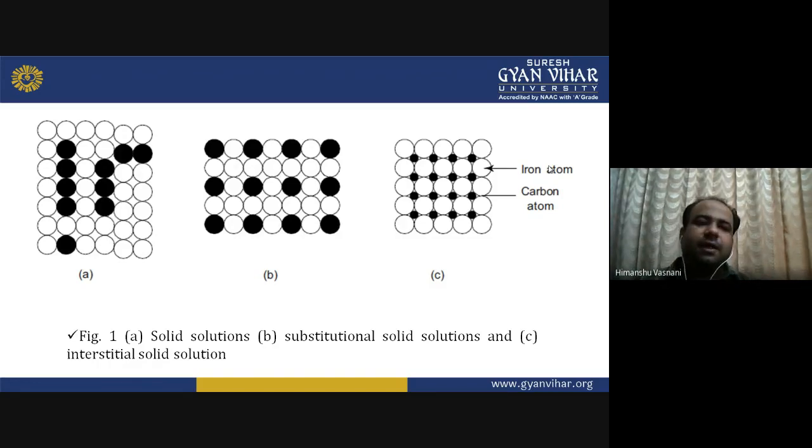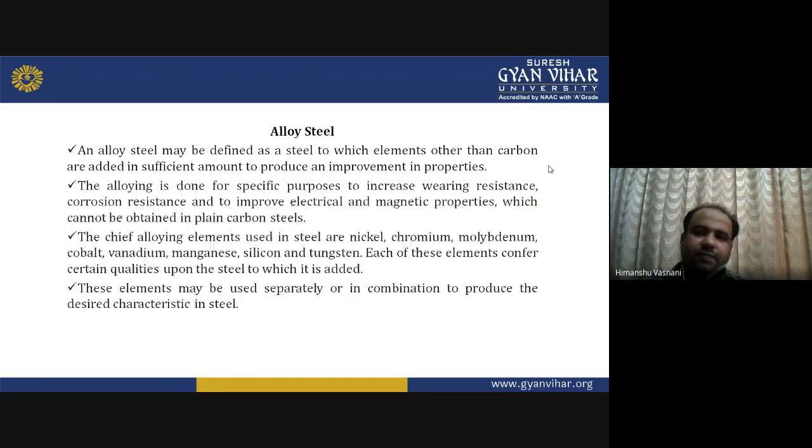Alloy steels. An alloy steel may be defined as a steel to which elements other than carbon are added in sufficient amount to produce an improvement in the properties. Carbon is very important, but here we are talking about elements other than carbon. The alloying is done for specific purposes: to increase wear resistance and corrosion resistance, and to improve electrical and magnetic properties, which cannot be obtained in plain carbon steels.